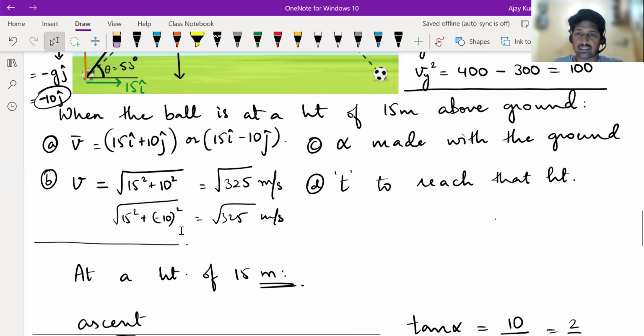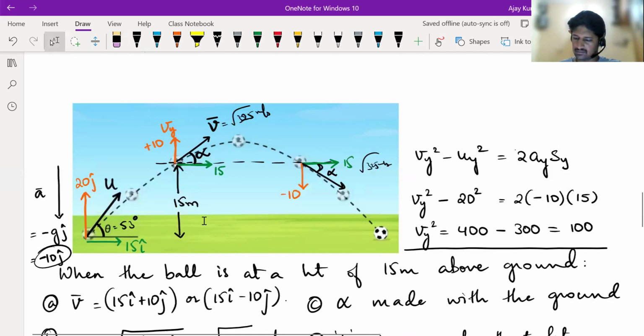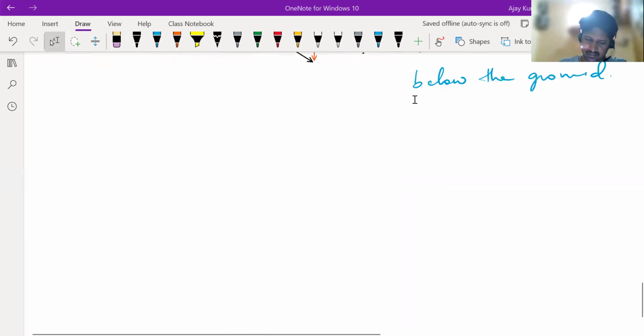Fine. Now the last part of the question, time taken to reach that height. Can any of you tell me a method to calculate the time it takes to get there, to a height of 15 meters? Quick. Sir, S is equal to UT plus half AT square. Okay. Pawan is saying we'll use S is equal to UT plus half AT square. Reasonable.